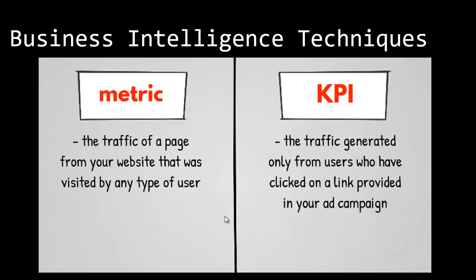What's the difference between them? I have this slide here I like. The metric would probably show the traffic of a page from your website that was visited by any type of user. A KPI, for instance, would go a little bit deeper, which is the traffic generated only from users who have clicked on the link provided in your ad campaign. Much more specific, and we can actually then get detailed to determine our success and the performance based upon what we're looking at from our key business objective. Does that make a little bit of sense?